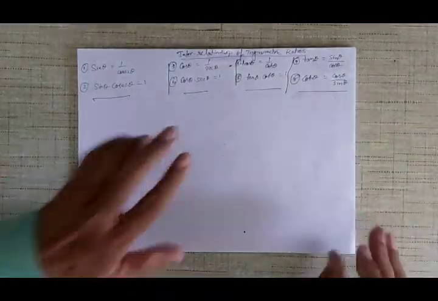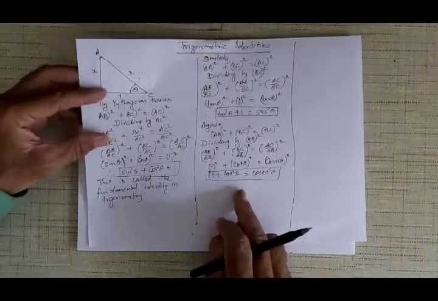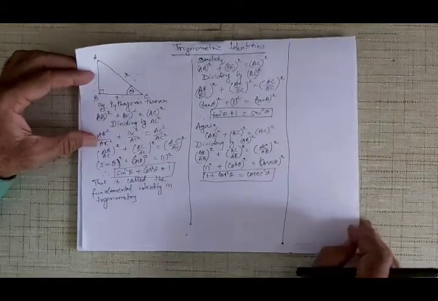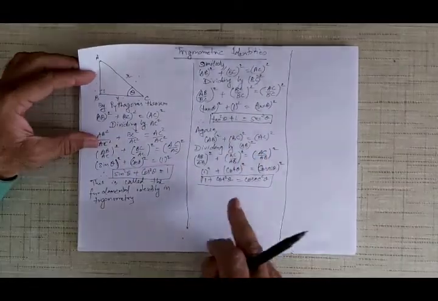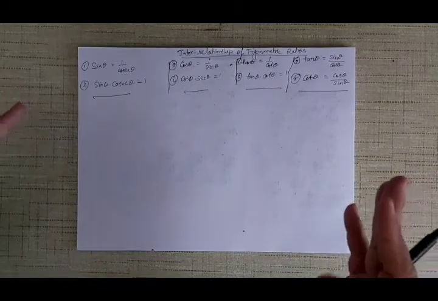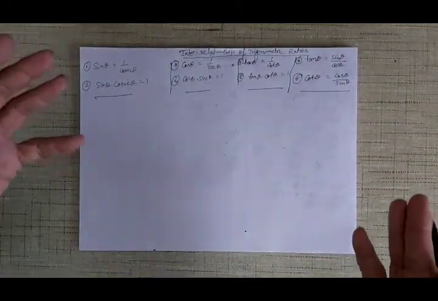There are totally 8 interrelationships and these 3 trigonometric identities. Sine square theta plus cos square theta is 1. 1 plus tan square theta is sec square theta. 1 plus cot square theta is cosec square theta. In addition to this, the relationship of all the 6 trigonometric ratios: sine, cos, tan, cot, sec, cosec.